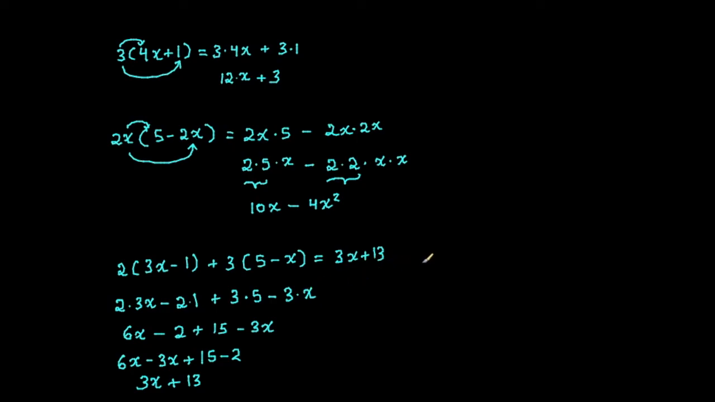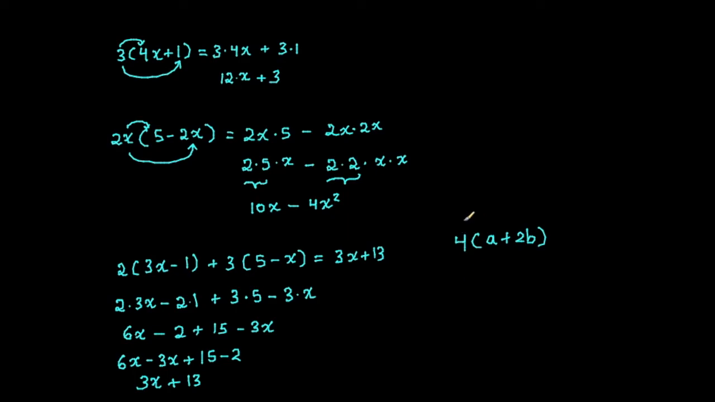Okay, so hopefully you got that. I'm going to give you another quick problem. Let's do 4 times the quantity a plus 2b. Okay, so just multiply this out.